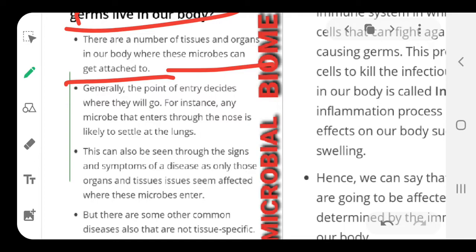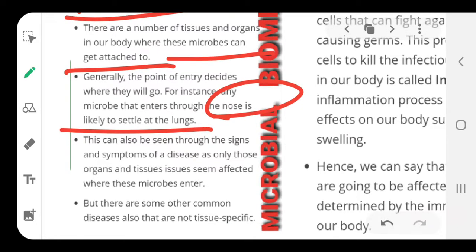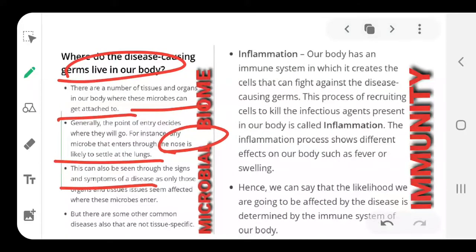So, number one, if the microbe or pathogen enters our body through the nasal chamber, that means we inhale them, then basically they settle in our lungs. That is what is happening in this scenario nowadays. Number two is that when they get into our system, they can also show some symptoms and signs when they affect us. Sometimes they are specific, sometimes they are not. So, we will deal with these further in the tutorial.